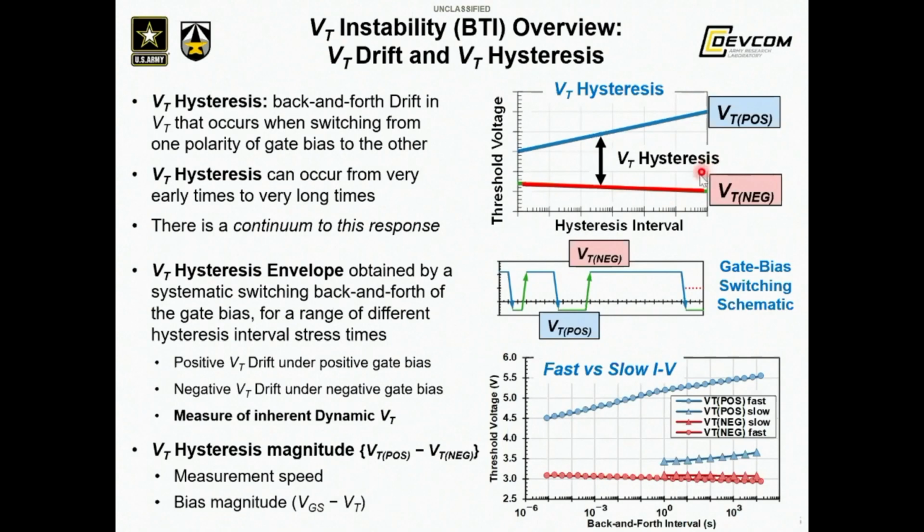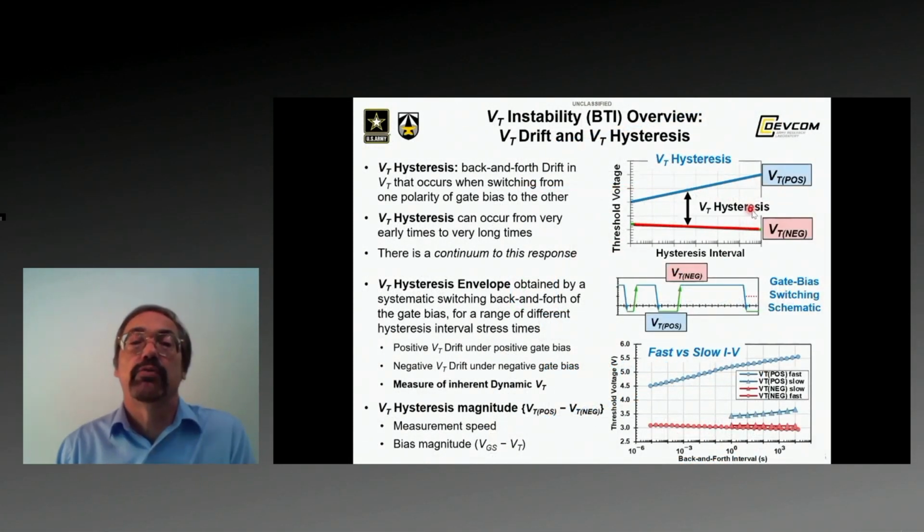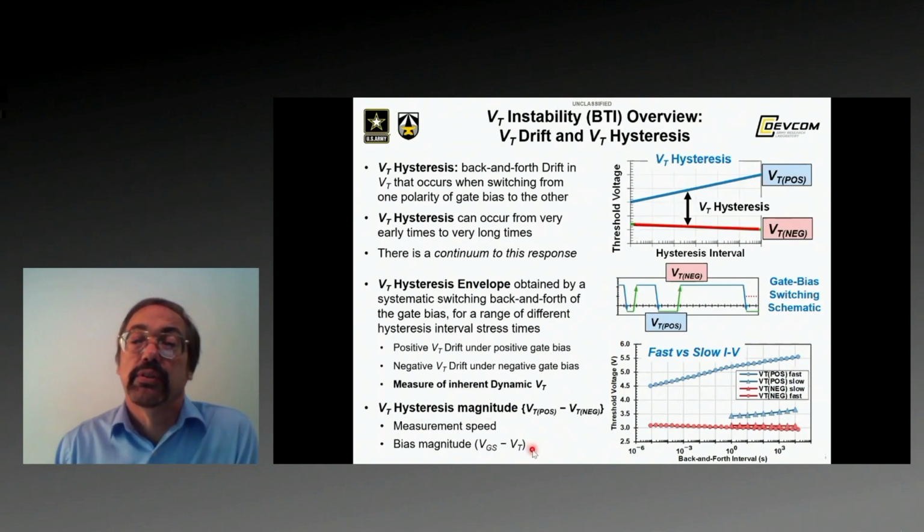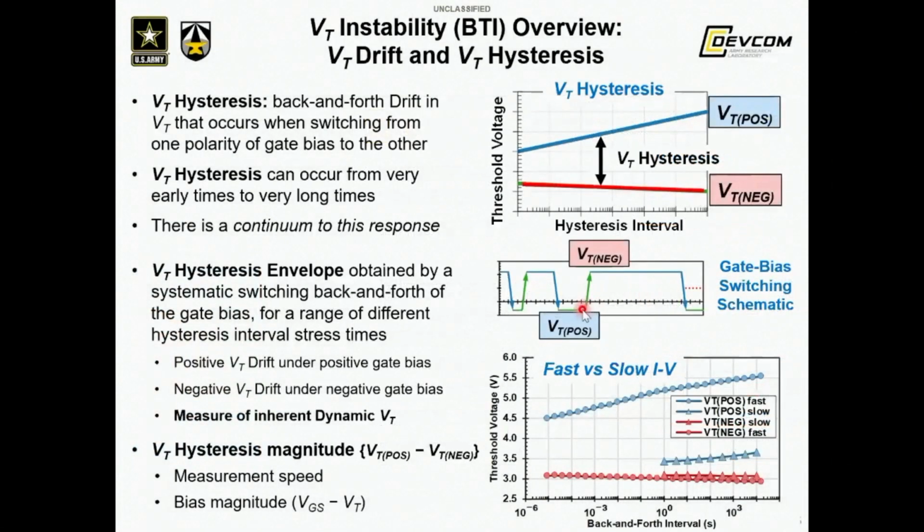Oftentimes, rather than plotting the hysteresis envelope, we'll just plot the VT hysteresis magnitude, and that's simply the difference between VT pos and VT neg. And it's a function of not only the hysteresis interval time, but also the measurement speed and the bias magnitude applied under both positive and negative bias. Here I'm showing a schematic of how we measure VT hysteresis.